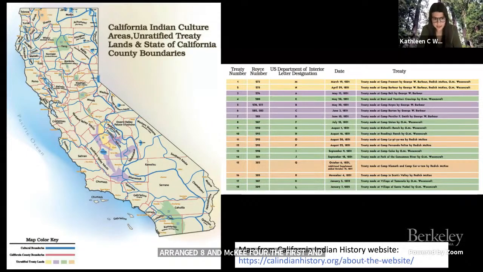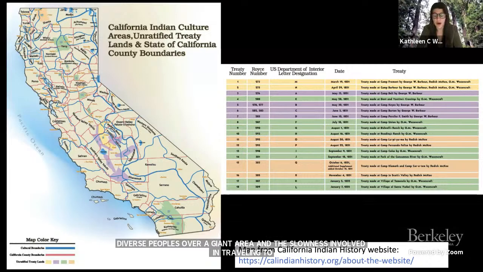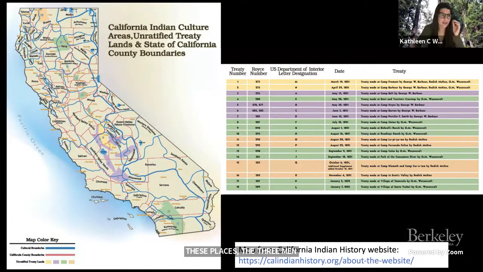But because of the urgency of the matter, the difficulties of treating with such diverse peoples over a giant area, and the slowness involved in traveling to these places, the 3 men decided to draw straws and decide where each one would go. McKee's going to the north. We have Barber kind of central, with Wozencraft in the south.